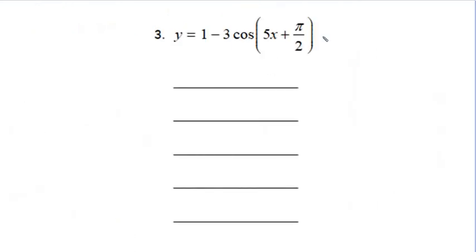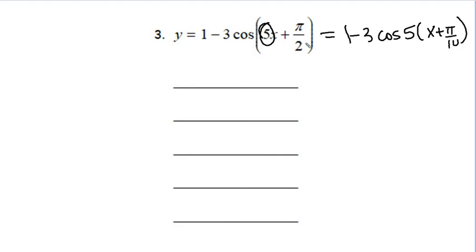The last thing is the transformations, the translations. I don't want you to give me the amplitude or give me the period. I want you to tell me how it's changed from the original. Okay, so for this one, we know the first thing that we have to do is factor that 5 out because we cannot see the phase shift unless that 5 is factored out front. So I have 1 minus 3 times cosine of 5 x plus pi over 10.